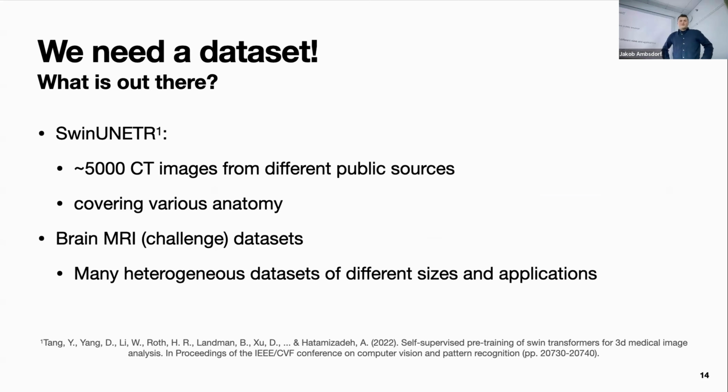Okay, so the problem was we couldn't just get started on this because there was no data set. So we looked at our state-of-the-art competitor, basically, and the Swin UNETR here was trained on 5,000 CT images. May seem like a low number, but again, remember, these are 3D volumes, so every image actually contains quite a lot more information. And it was covering all kinds of anatomy, not just the brain anatomy that we were interested in. But on the other hand, there were also all of these brain MRI challenge data sets that were publicly available.